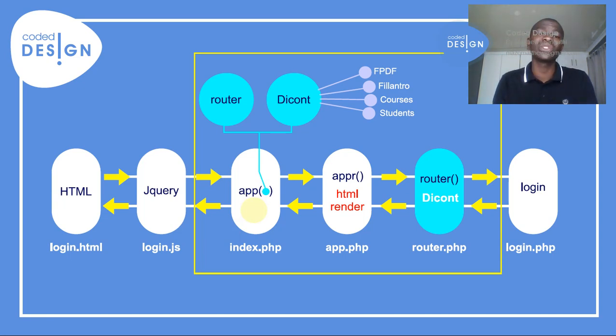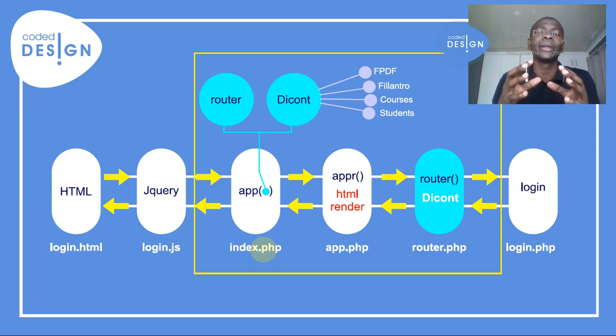However, in the case of the application that we're going to create, we are not going to validate on the index page. We are going to delegate that responsibility to the router, the routing class. We're going to talk about that later. So as you can see, we are going to start from the HTML, go to the corresponding jQuery or JavaScript, and then the JavaScript, through an AJAX call, is going to point to index.php.